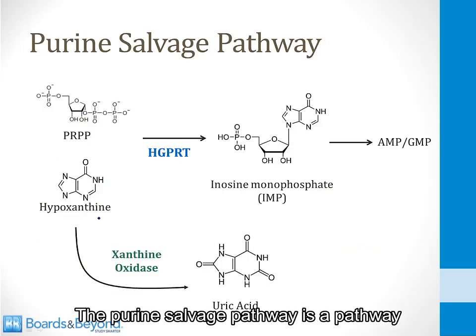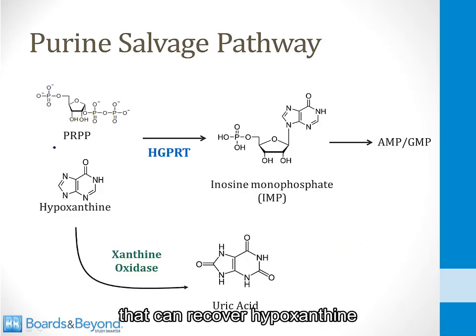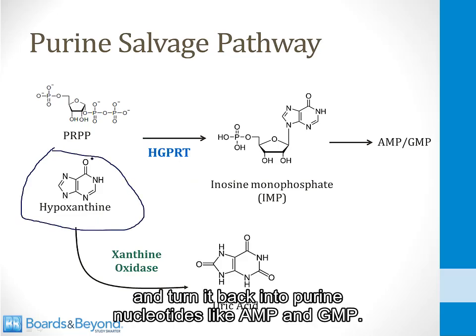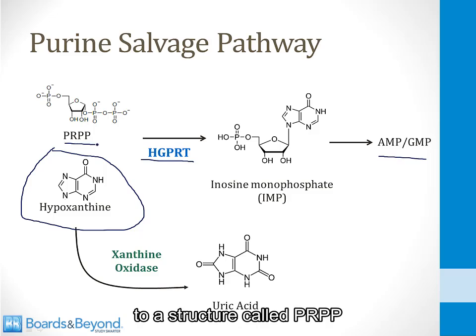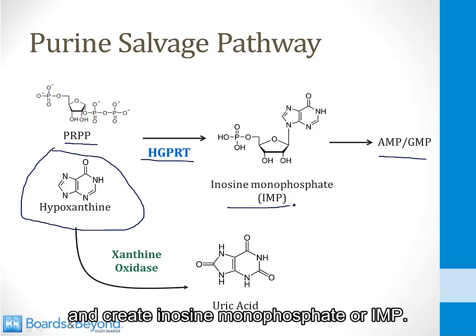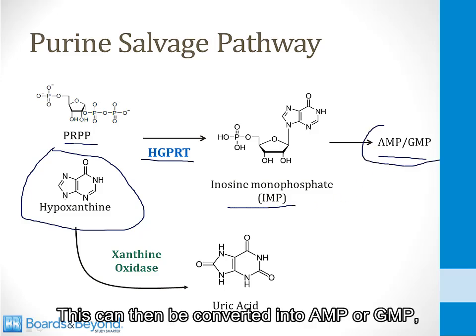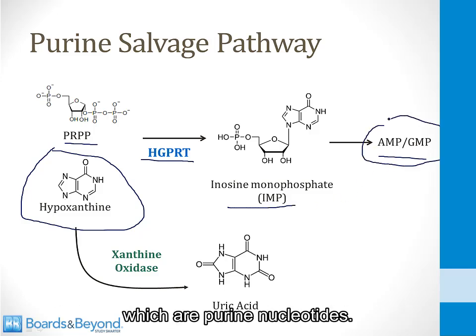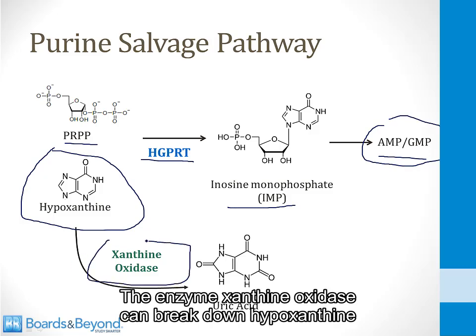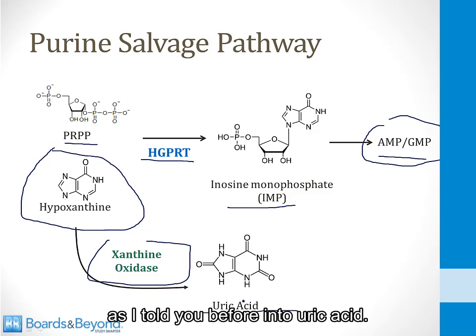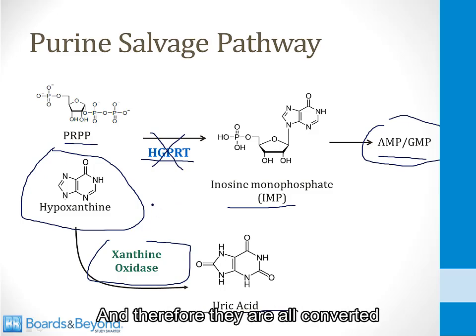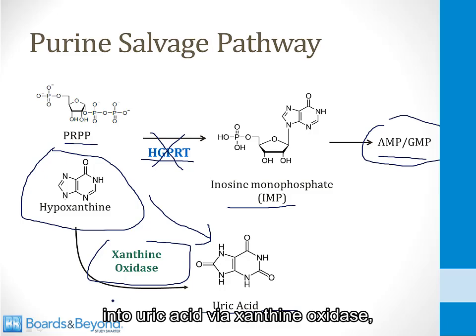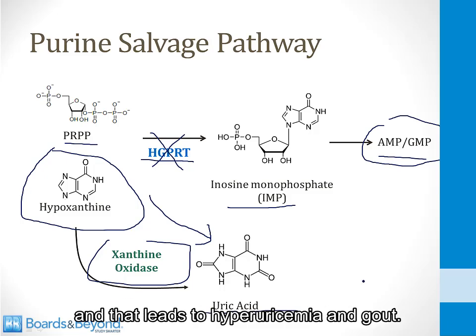The purine salvage pathway is a pathway that can recover hypoxanthine and turn it back into purine nucleotides like AMP and GMP. What the enzyme HGPRT does is add hypoxanthine to a structure called PRPP and create inosine monophosphate, or IMP. This can then be converted into AMP or GMP, which are purine nucleotides. The enzyme xanthine oxidase can break down hypoxanthine, as I told you before, into uric acid. So if children are deficient in HGPRT, they cannot salvage their purines, and therefore they are all converted into uric acid via xanthine oxidase, and that leads to hyperuricemia and gout.